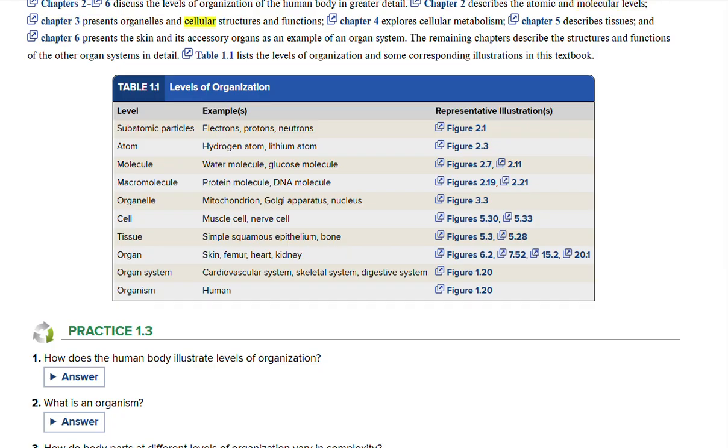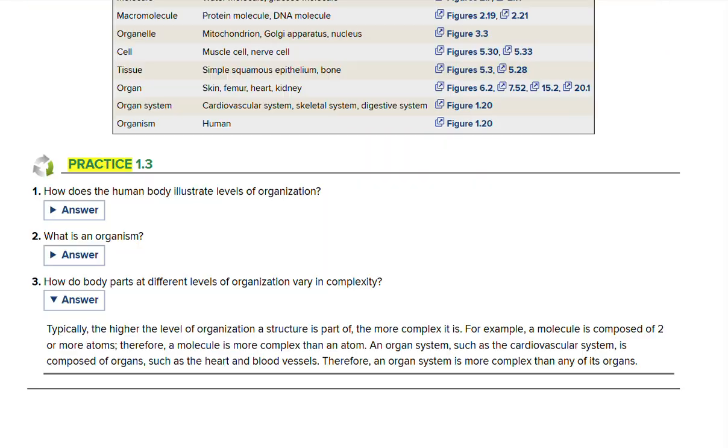Chapter 3 presents organelles and cellular structures and functions. Chapter 4 explores cellular metabolism. Chapter 5 describes tissues, and Chapter 6 presents the skin and its accessory organs as an example of an organ system. The remaining chapters describe the structures and functions of the other organ systems in detail. Table 1.1 lists the levels of organization and some corresponding illustrations in this textbook.